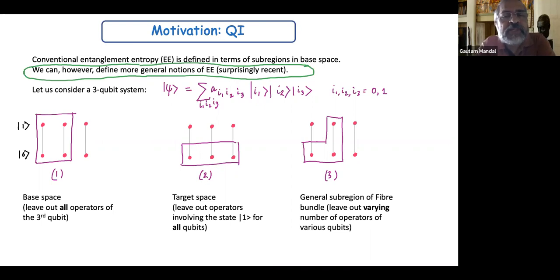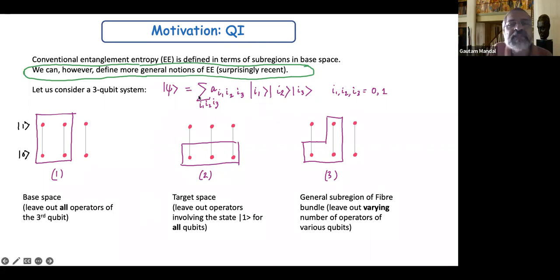So let me first talk about some formalism aspect of this target space entanglement entropy, or more generally what I call fiber entropy. The first motivation will be purely from the formalism point of view, from the point of view of quantum information theory. You can see three pictures here, and I consider here the simple example of a 3-qubit system.